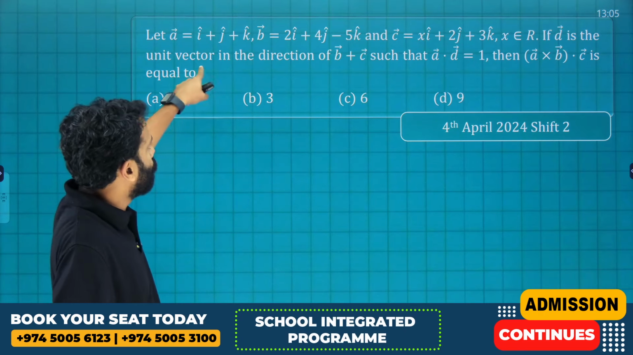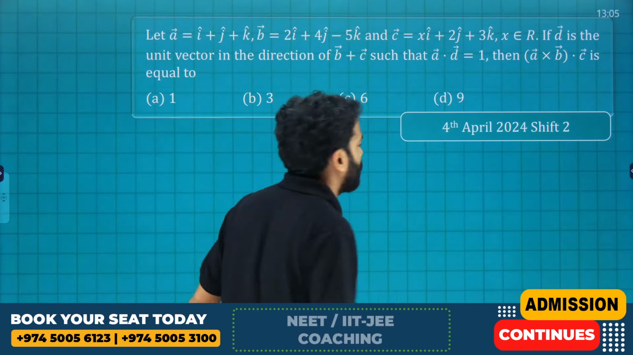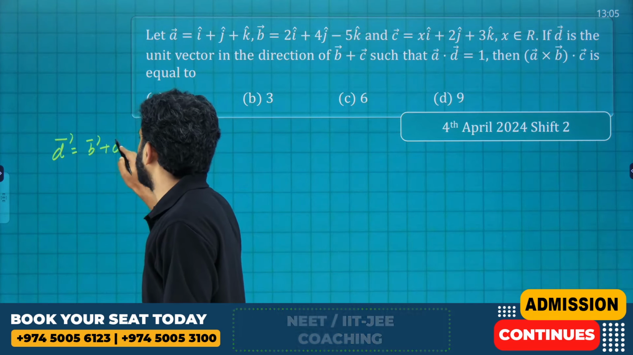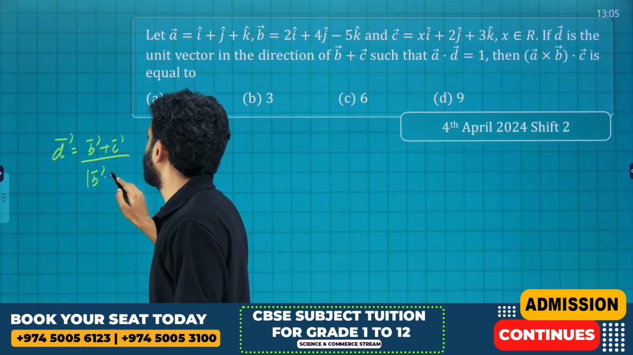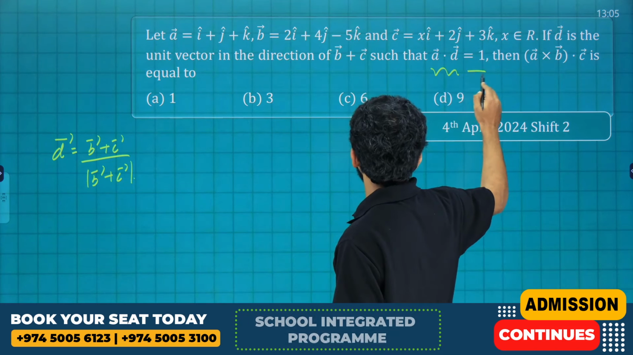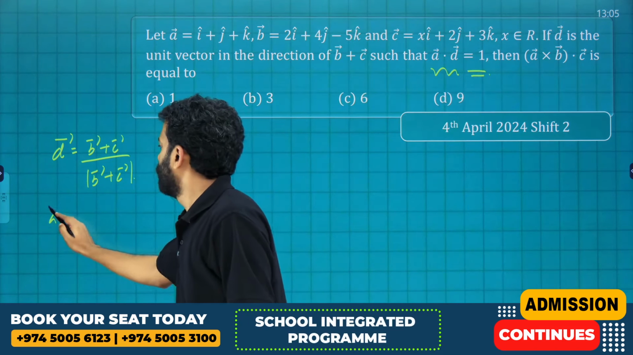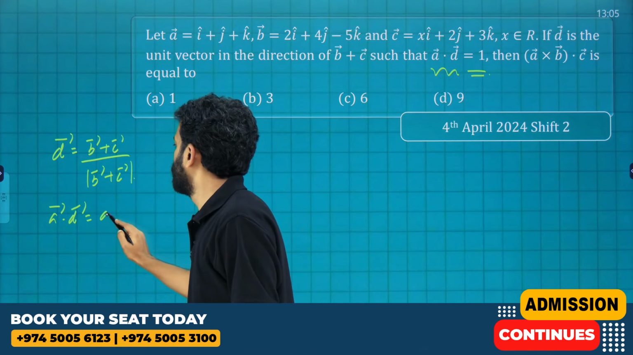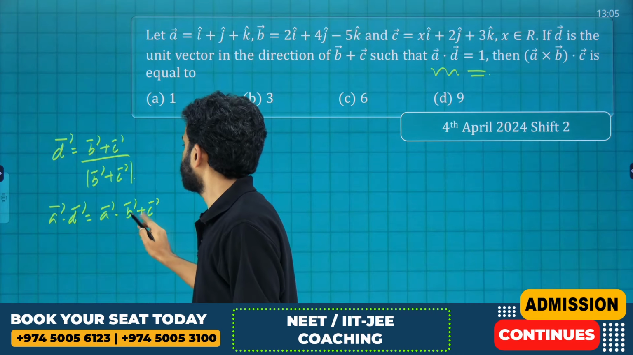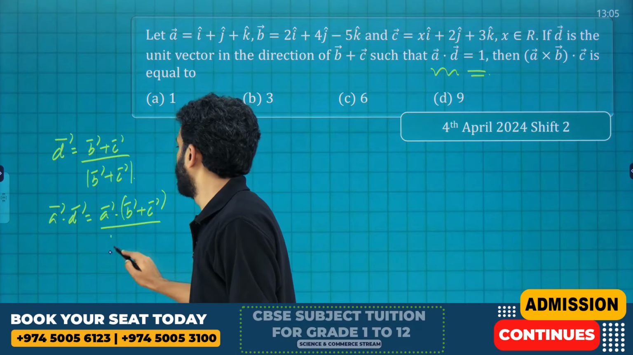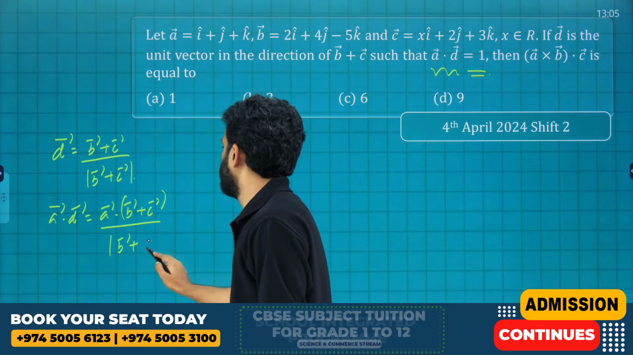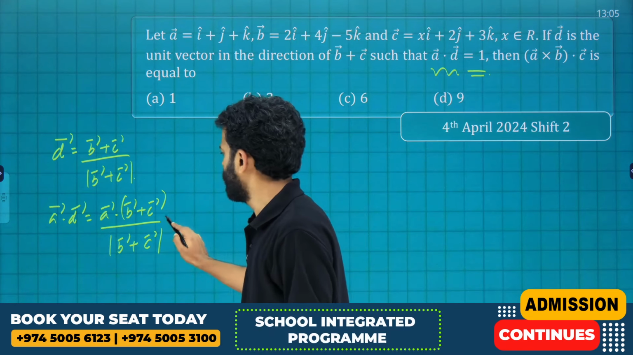Vector D is the unit vector in the direction of vector B plus vector C, right? That is, vector D is equal to vector B plus vector C divided by the magnitude of vector B plus vector C. There is one more data given: vector A dot vector D is equal to 1. I am going to dot it. That is, vector A dot vector D is equal to vector A dot vector B plus vector C divided by the magnitude of vector B plus vector C. What is the value here? 1. We can write that here.